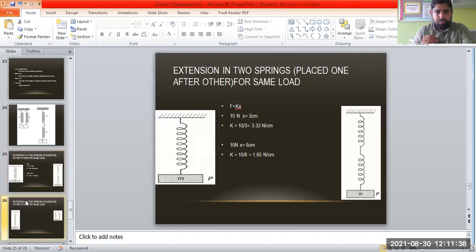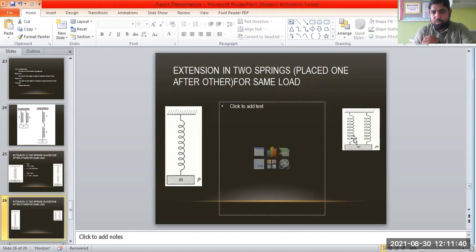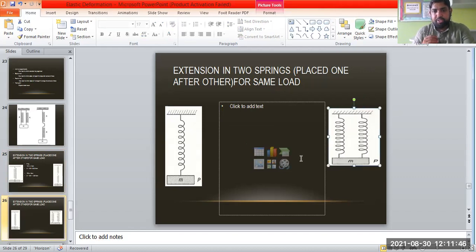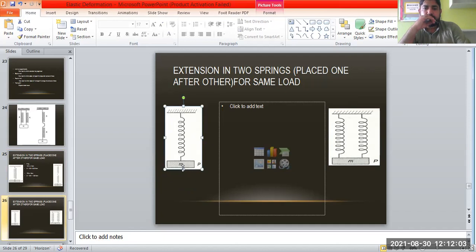Okay, now moving on to the next case. Here you have connected two springs, but those two springs are connected side by side. So for comparing with a single spring, the length of the spring is the same. I have given the diagram different dimensions, so it may look like that to you. Okay, the length difference, let's have a look.